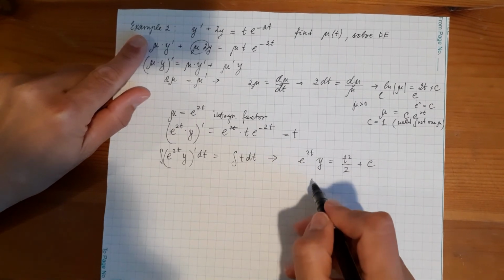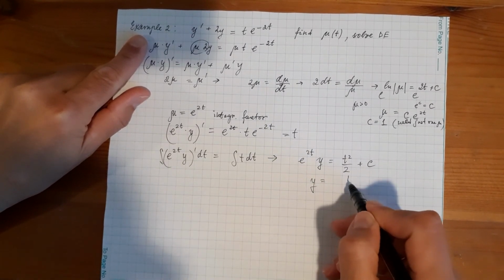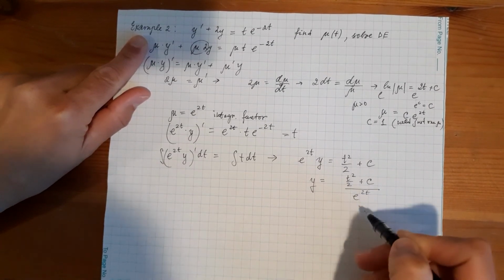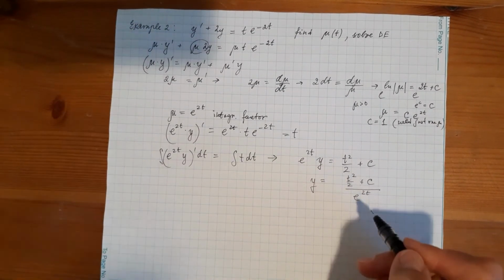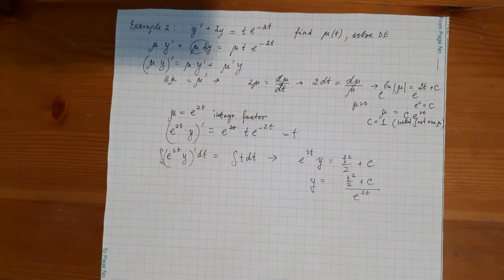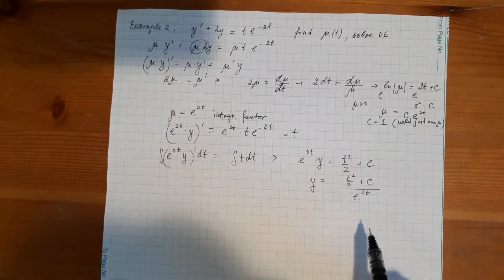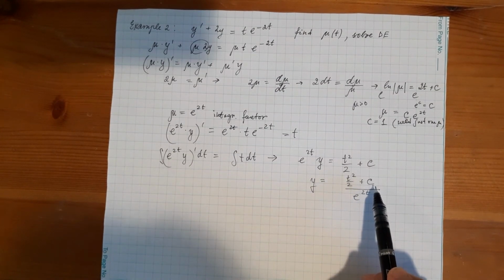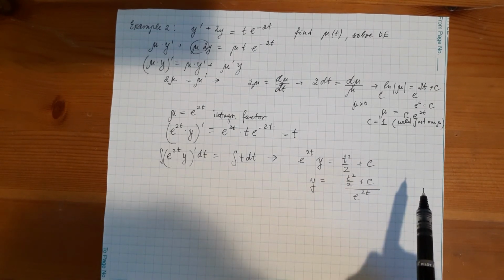Dividing by the integrating factor, I'm going to get t squared over 2 plus a constant, divided by e to the power of 2t. Well, if somebody gives me initial conditions, I'm going to plug them in and calculate c. Otherwise, I don't think that we can simplify it further. Well, you can multiply by 2 and put 2 in the denominator. And remember that 2 constants is still a constant. Otherwise, I think that's a final answer.